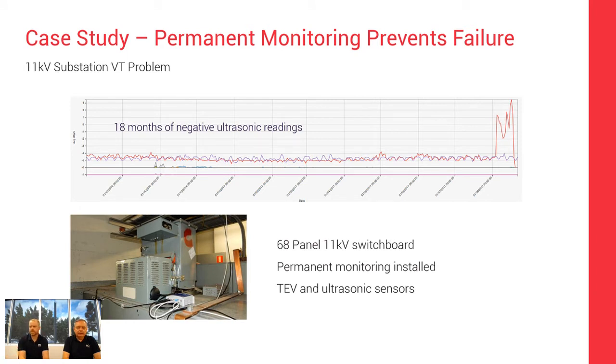So the next case study shows you a similar thing where we've got a discharge happening and it would have accelerated through to failure, except this time the monitoring prevented the failure. This particular instance was a large switchboard, 68 panels of 11 kV switchgear. A monitor was permanently installed using transient earth voltage and ultrasonic sensors. You can see the top graph there. We've got about 18 months of basically nothing going on, and then all of a sudden something kicks up at the end.